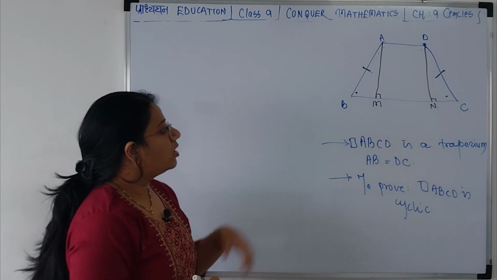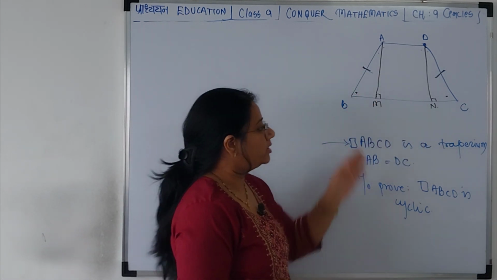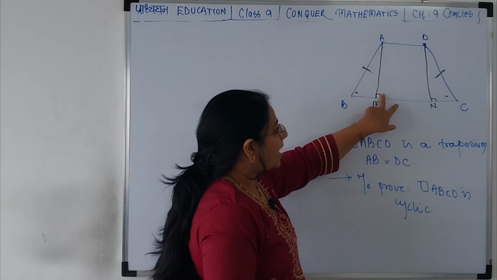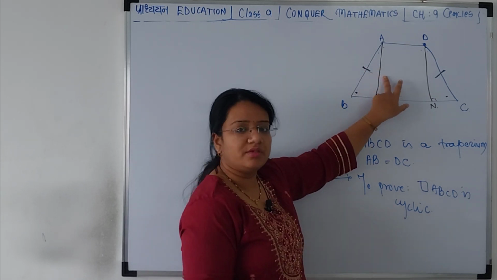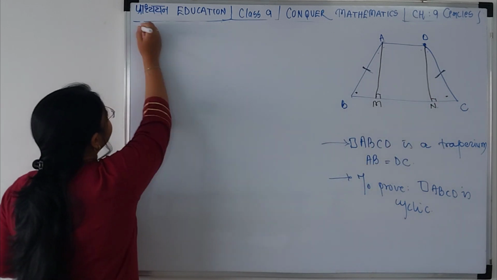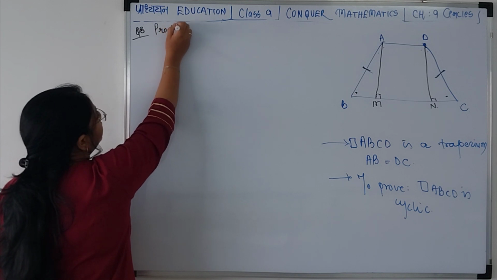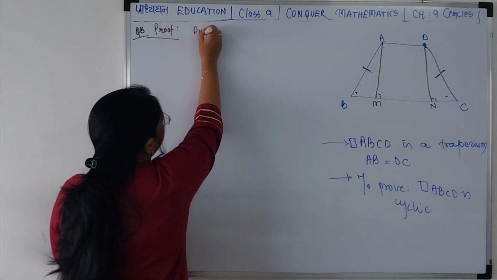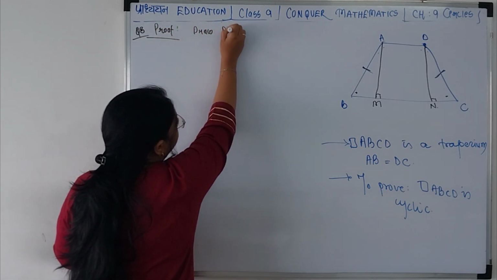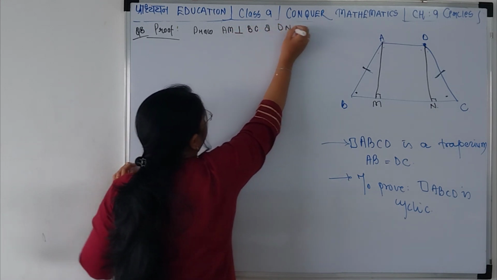equal heights. This is the height of the given trapezium, so they are going to be equal. So we will say by right angle, hypotenuse and side theorem, these two triangles are congruent. Let's write that much first. First step would be draw AM perpendicular to DC and BN perpendicular to DC.